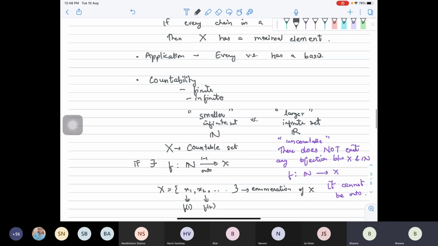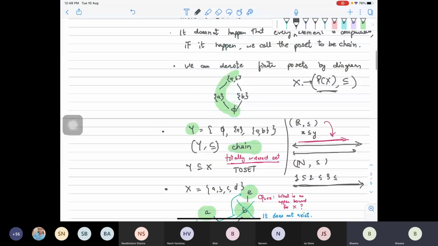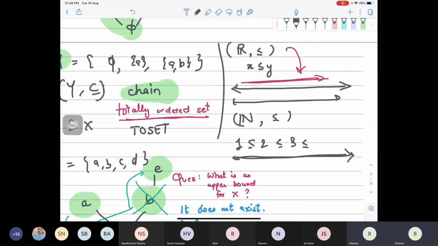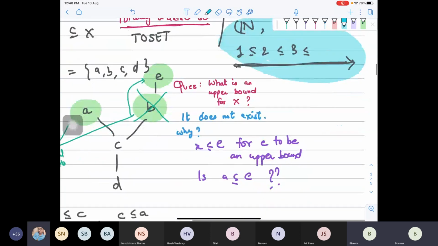So let's just see it again. Recall that N with less than or equal to was a poset. So if I take any subset, that will also be a poset. Sorry, any subset of N will be a chain because N is a chain, right?